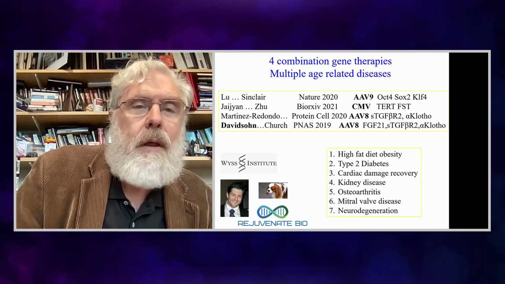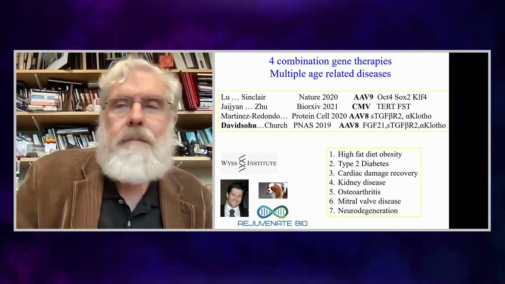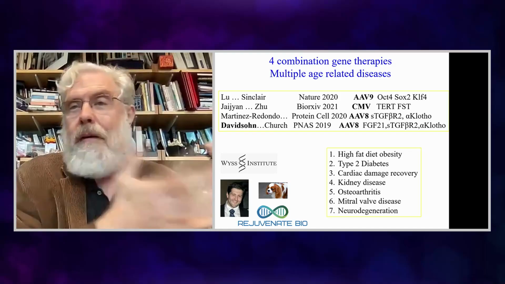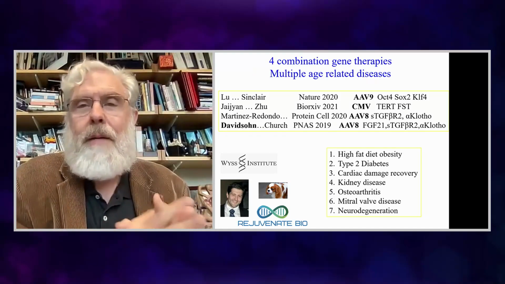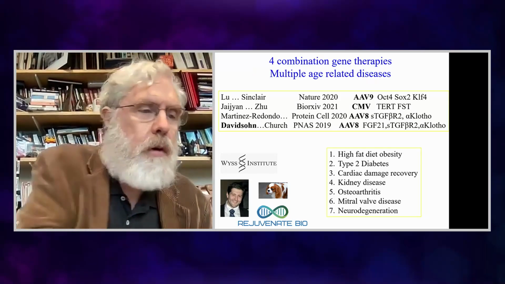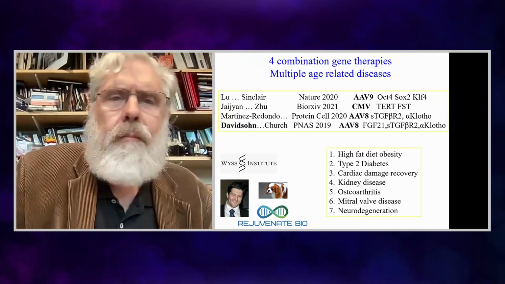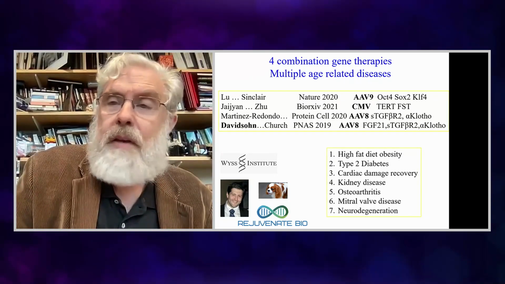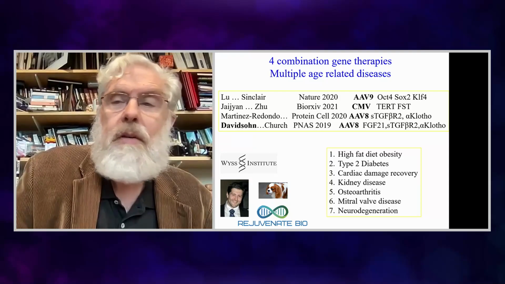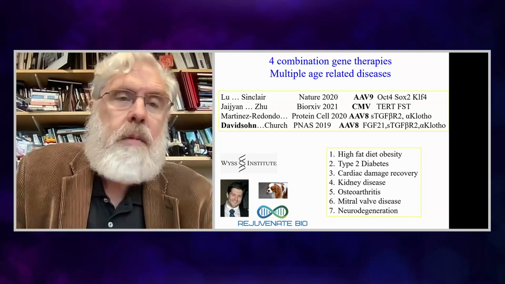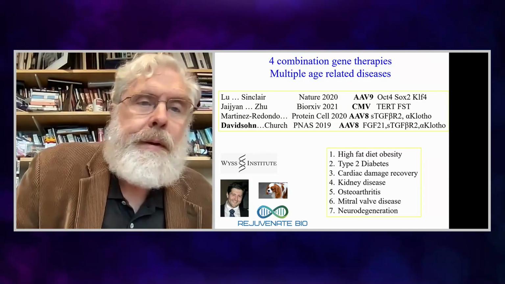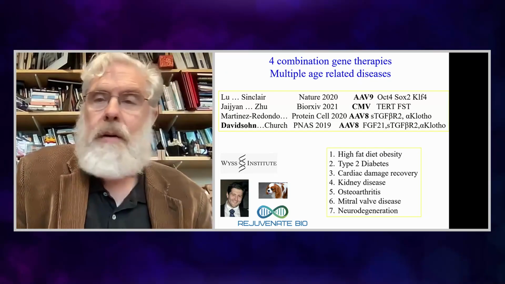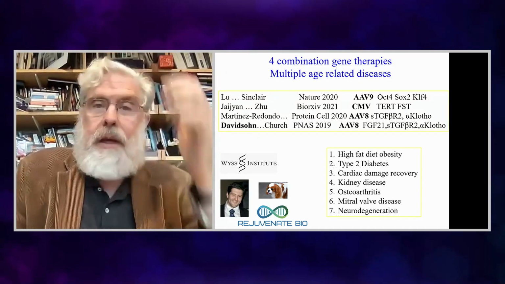AAV is the one that has the most FDA approvals, and all of the improvements I was talking about with AI machine learning. So these are the 7 diseases that we've been testing so far in mice and dogs, and soon we'll be starting human clinical trials. Thanks to Rejuvenate Bio and Noah.